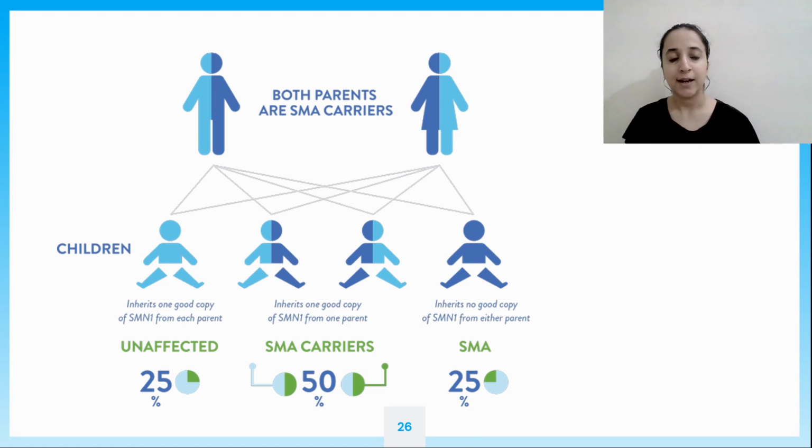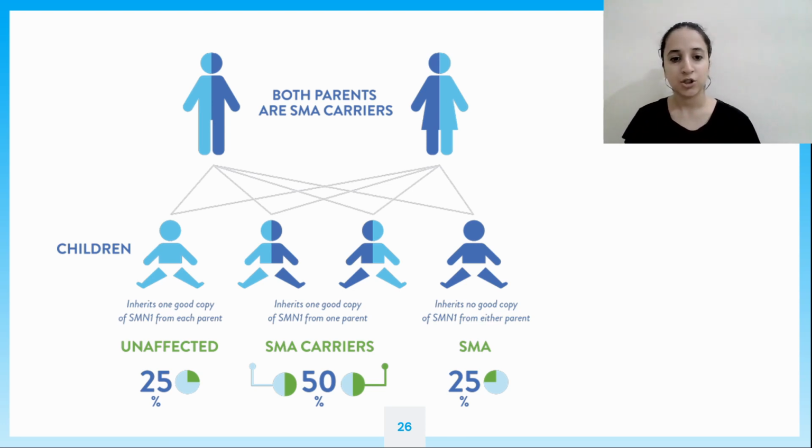Looking at SMA in particular, here you can see in the image that the first child has both parents who are SMA carriers. The first child inherits one good copy of SMN1 from each of the parents, so he has two working genes and thereby he is unaffected.